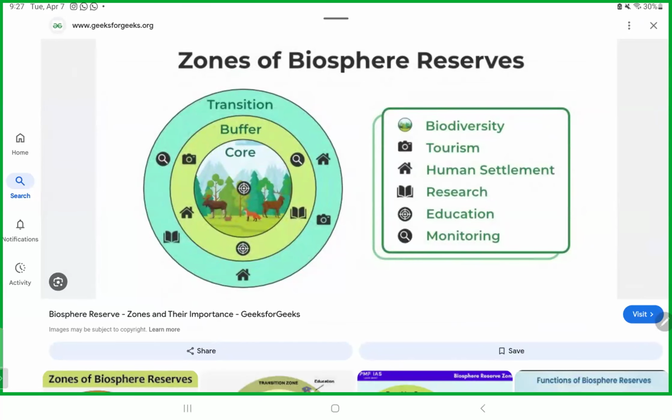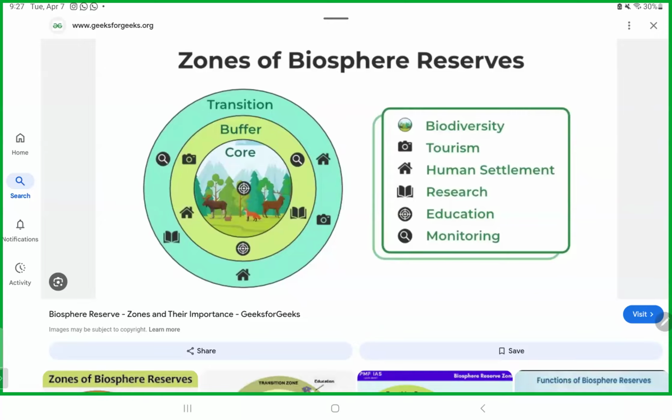Correct. In the buffer zone there can be some human settlement. Photography is allowed for education purposes. You can visit, like in a safari. You go to some outskirt area just for visiting in the national park. And last, the transition zone, where most of the activity is normal, but we have to be more careful. Okay, so these are the zones of the biosphere reserve.